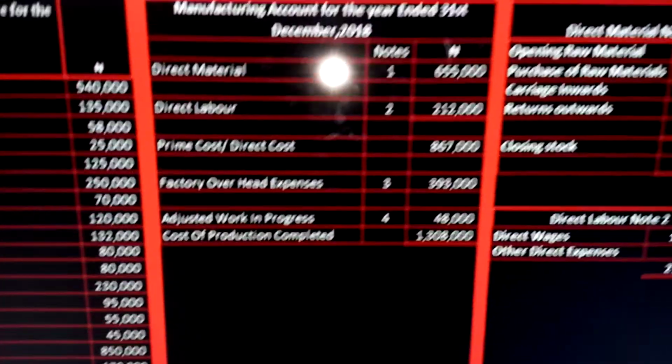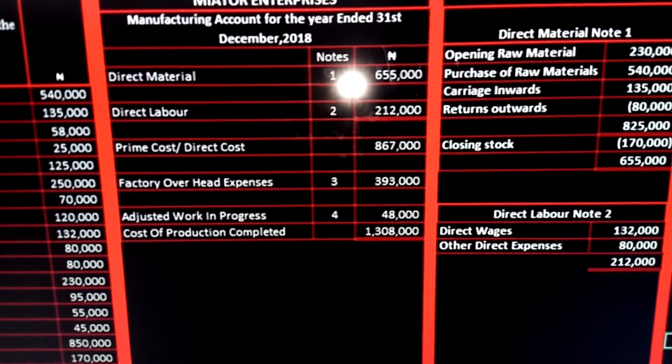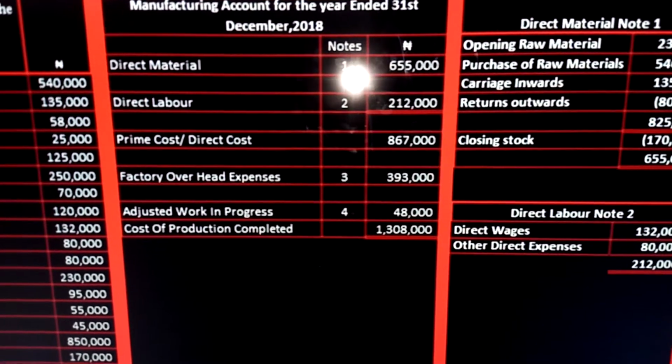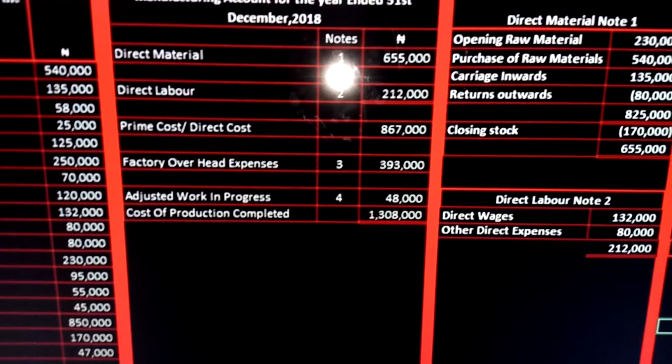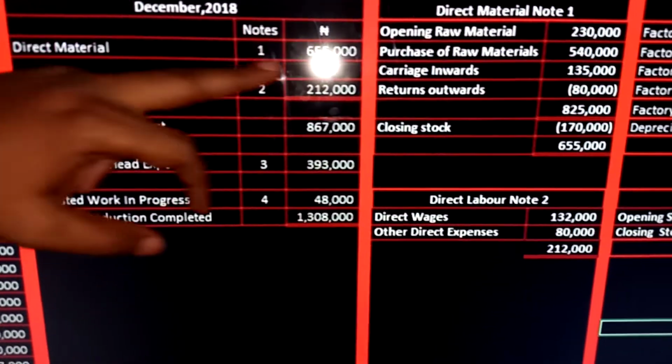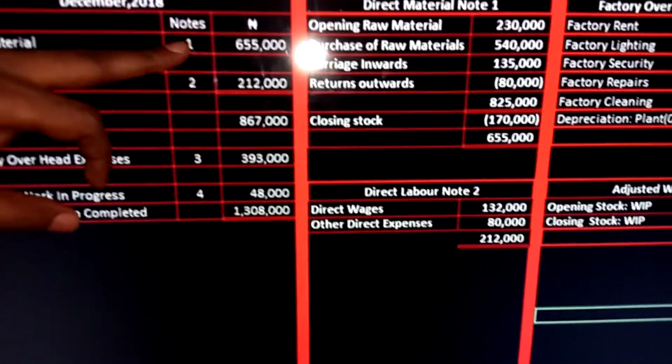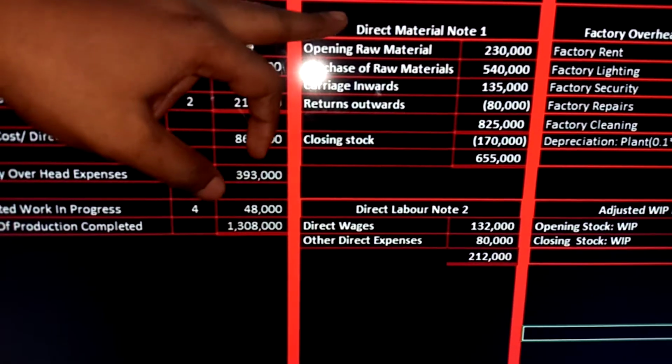I already explained that your manufacturing account is a function of your what? Direct material, direct labor, factory overhead expense, and adjusted work in progress. So what's the direct material here? You can see 655,000, note 1. So what is note 1? Look at note 1 here.